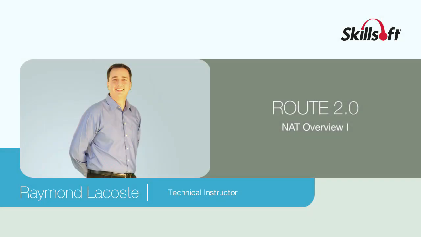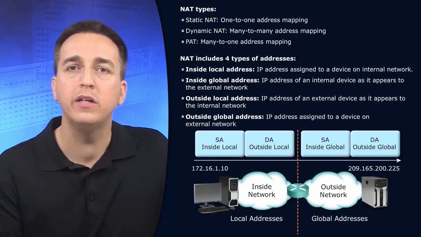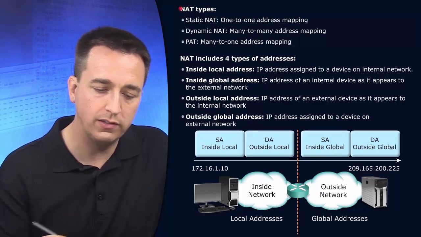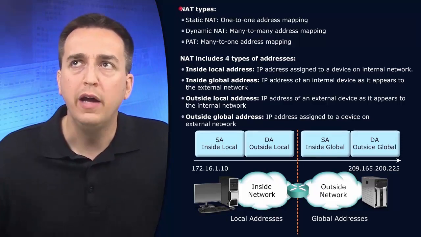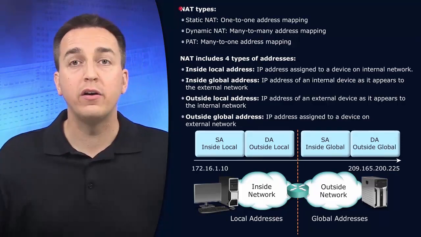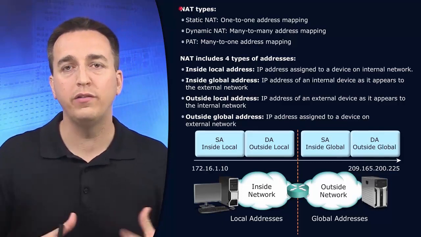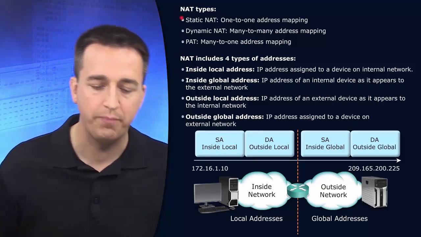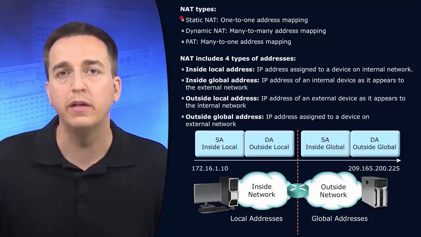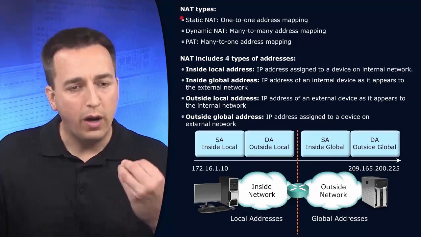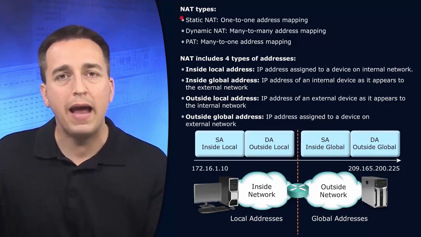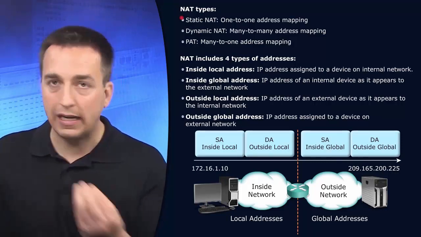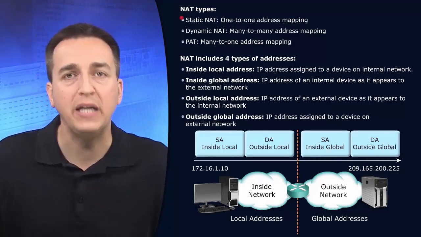We accomplish the translation of private to public addresses with network address translation, or NAT for short. There are different versions of NAT available to us, so it all depends on what we are trying to accomplish, what our business needs are. For example, static NAT is a one-to-one address mapping. What this means is that we have a private IP address that's mapped to a specific public address. And it's only that private address that can use that particular public address based on that mapping.